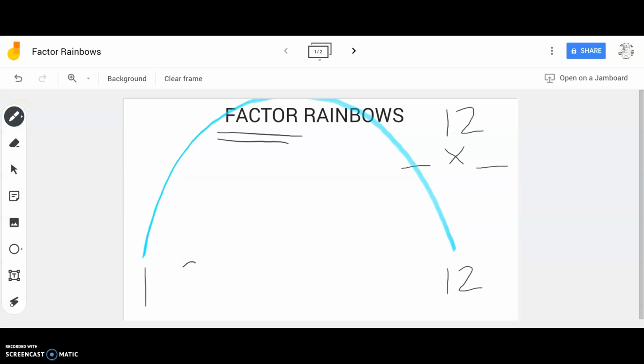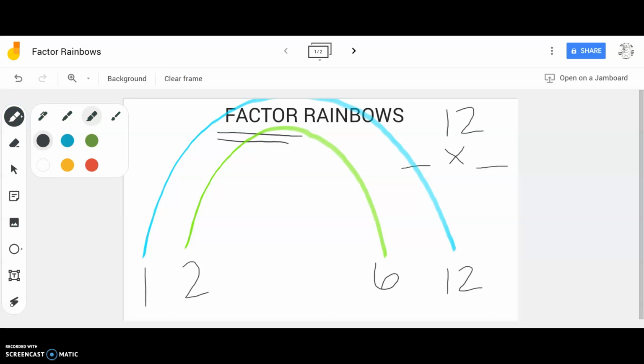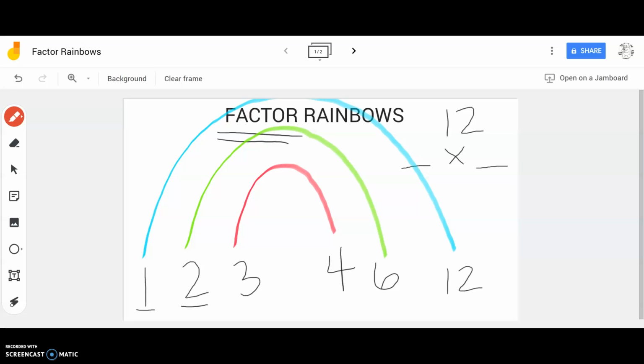Then I start thinking of the next number, 2. How many 2's fit into 12? I know 6 times 2 is 12, so I put 6. And I create my rainbow. Then I think of my next number in my order, 1, 2, 3. Well, I also know that 3 times 4 equals 12. So that's the next part of my rainbow, 3 times 4.